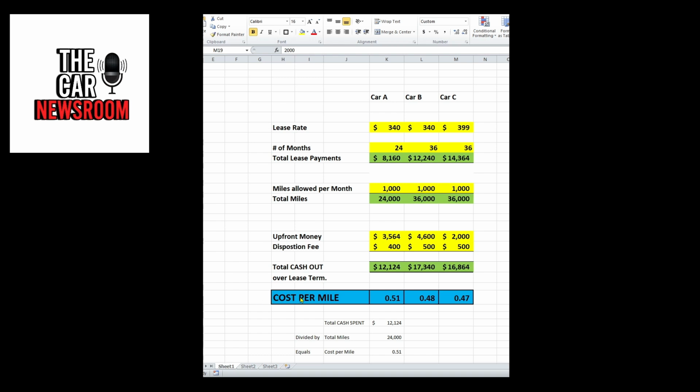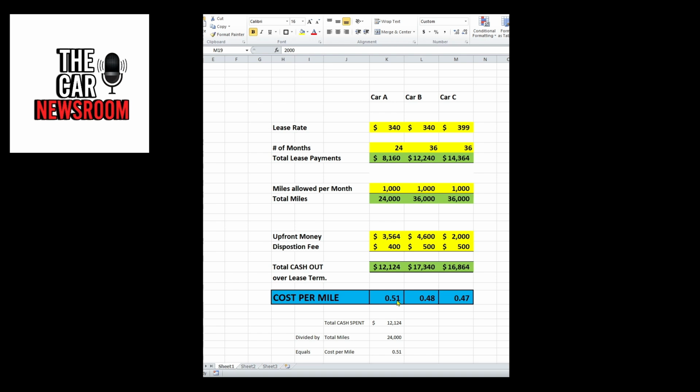So what you're going to do to figure that out is you're going to take your total cash that you're spending over the life of the lease. So in this case, for car A, $12,124, divide it by the number of miles you can drive. So 12,124 divided by 24,000 equals 51 cents a mile. So now we know every time you drive that car, it's costing you 51 cents a mile.